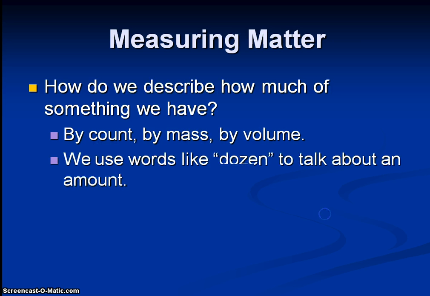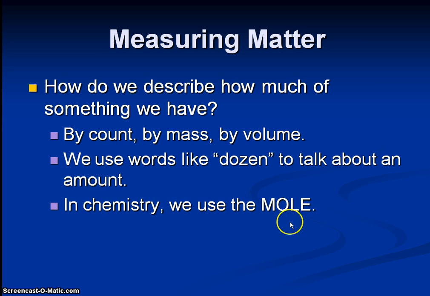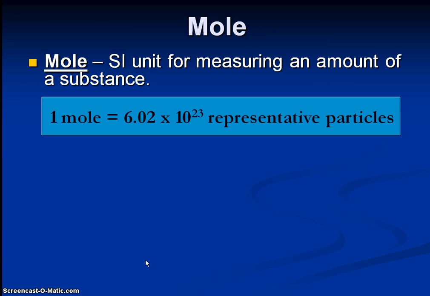The next thing we're going to talk about has to do with the word mole. So in chemistry, we want to talk about how much stuff we have. We can either do that by count, mass, volume, or words like mole. So mole is kind of like the word dozen, where it just means a whole bunch of things. It's the SI unit for measuring an amount of a substance.